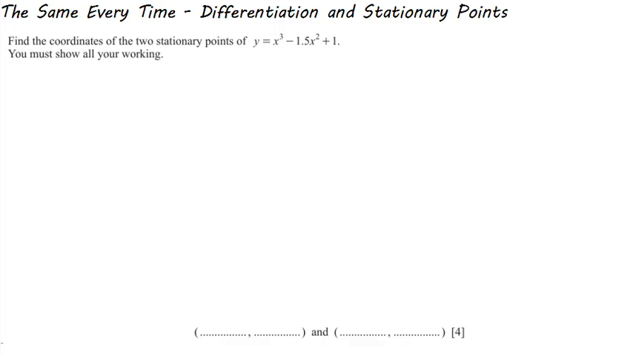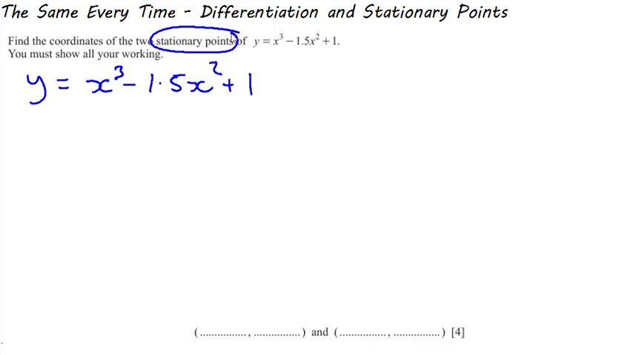So find the coordinates of the two stationary points of y equals, I'll write it down, y equals x cubed minus 1.5x squared plus 1. When they are asking us about stationary points, the method is, not surprisingly, the same every time. What we have to do is differentiate and put our differentiation equal to 0.